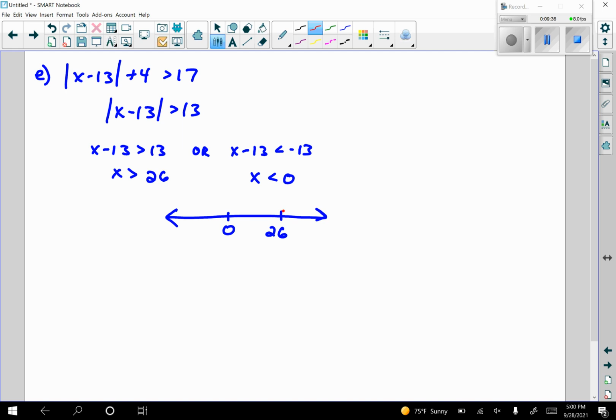Open endpoints on both. We'll shade to the right of the 26 because we're greater than, shade to the left of the 0. So we have two interval notations that we're going to join together here. So we'll start with negative infinity to 0, join that with 26 to infinity.